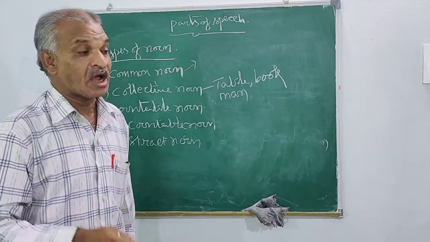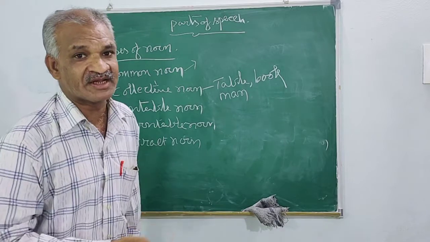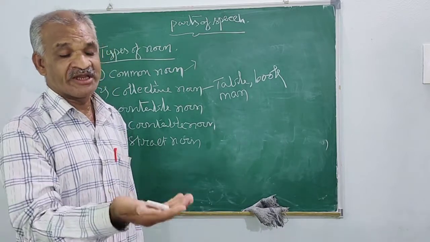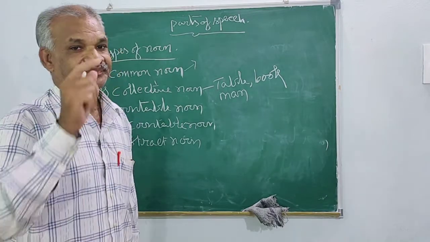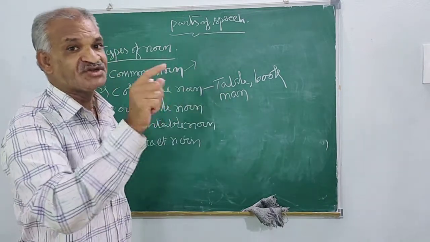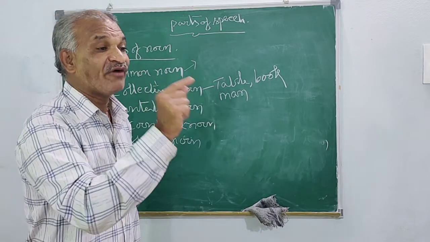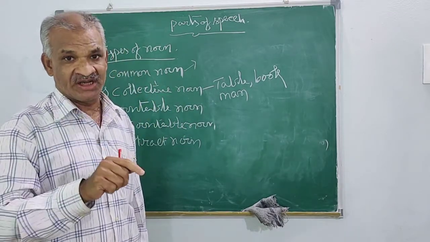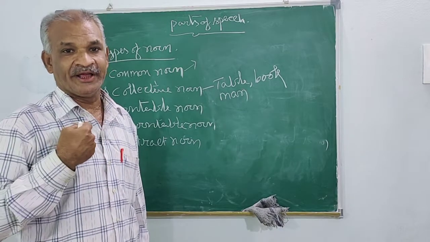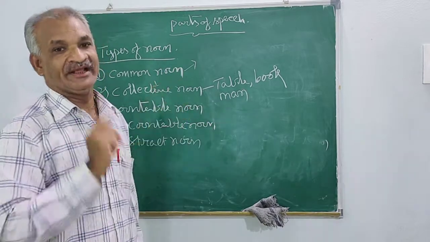If somebody asks, how many phones are there? How many tables are there? How many bottles are there? How many chalk pieces are there? You can count. There are 10 chalk pieces. There are 5 pens. There are 10 bottles, water bottles. Because you are able to count 1, 2, like that.